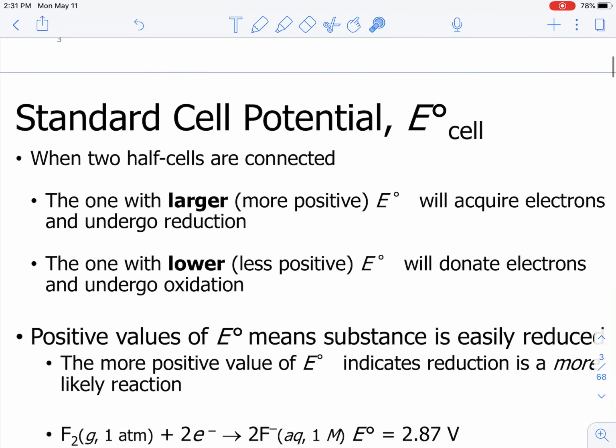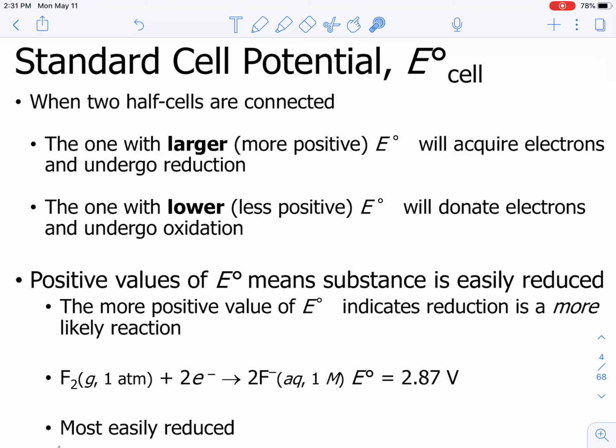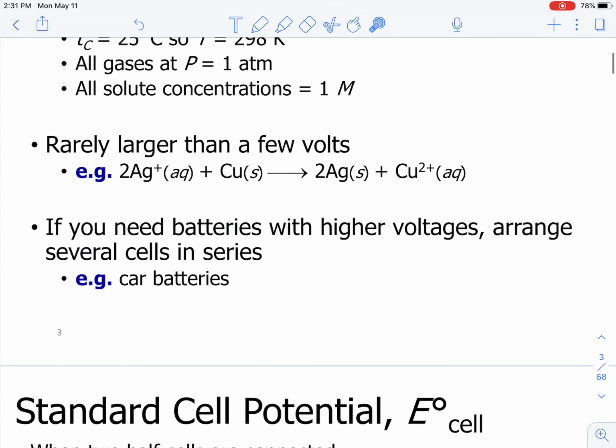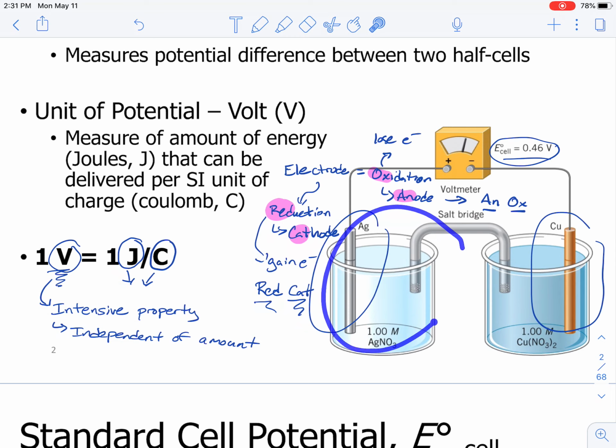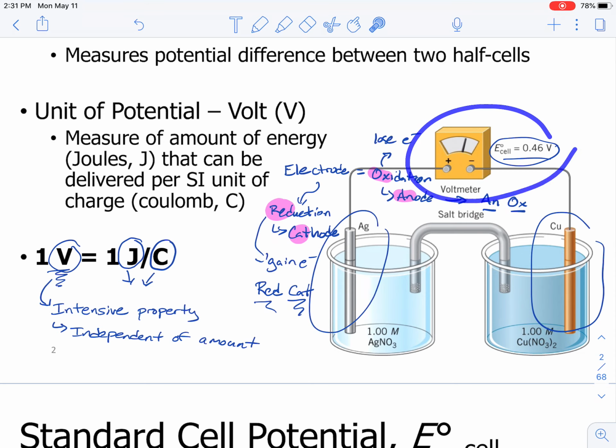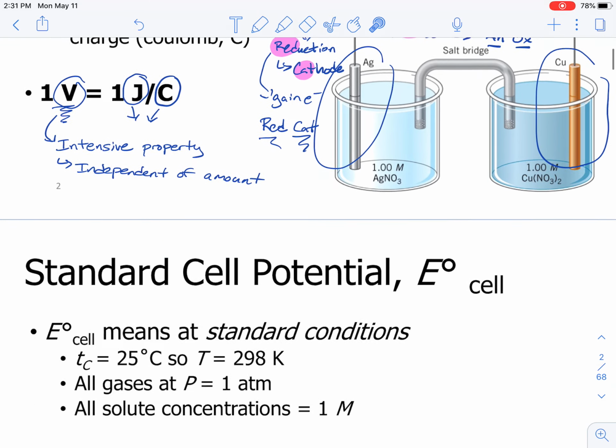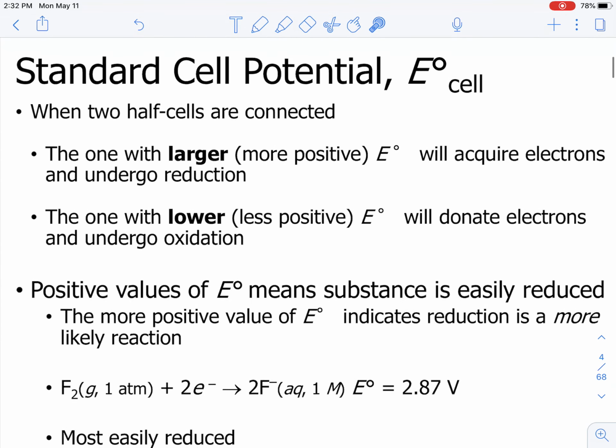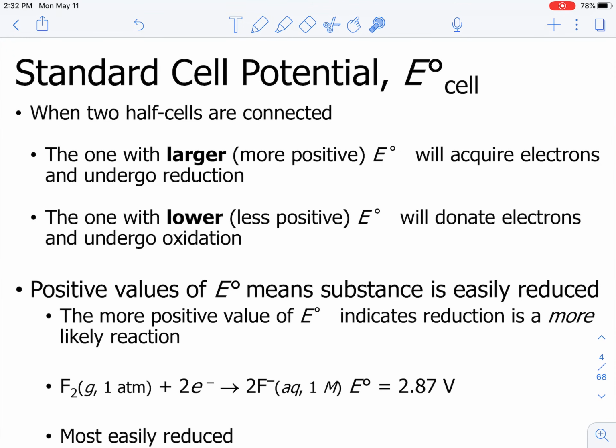All right, so when we're looking at two half cells, so let me take a step back here. If we take these two half cells, and if they're connected through a voltmeter, this voltmeter is going to describe the overall standard cell potential. So typically when we measure the standard cell potential, we typically will calculate it through standard reduction potentials. And I'll talk more about that in just a second.